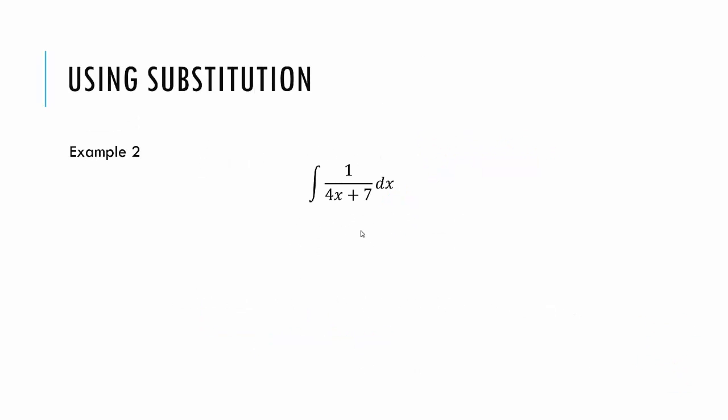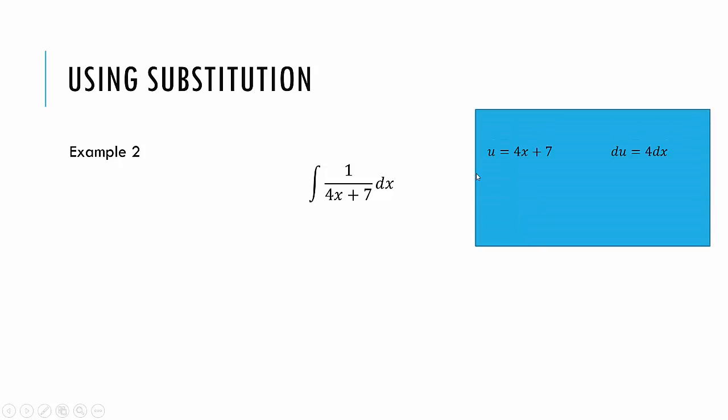All right, let's look at some more examples. Now, typically when you use substitution, you're going to substitute u for what's in a parentheses, or what's in a denominator, or what's in an exponent, or what's under a radical. And those are your typical things to substitute for.